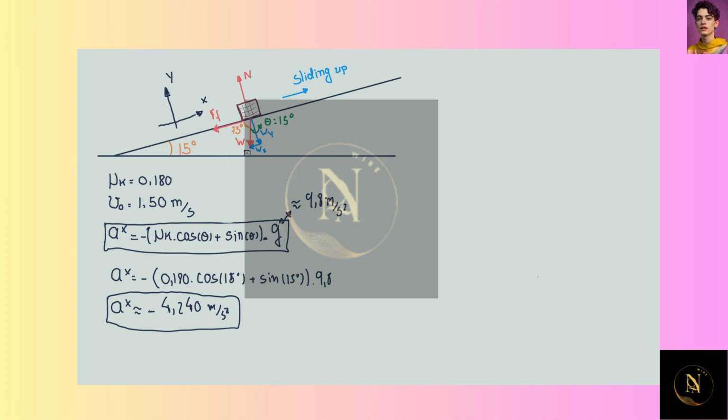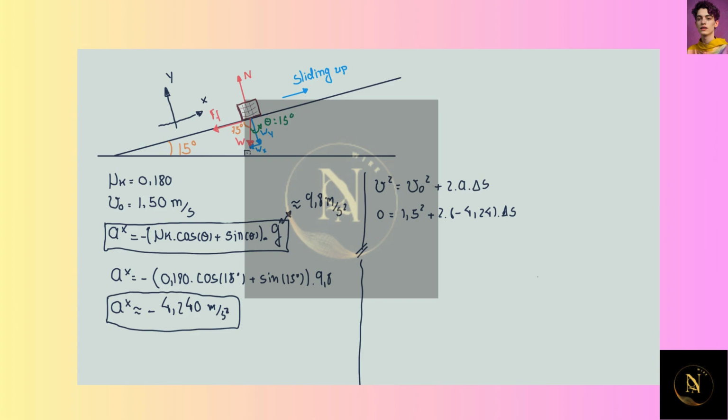Now we are able to evaluate how far the box travels before coming to rest. We have Torricelli's equation, which tells us that the final velocity squared is equal to the initial velocity squared plus 2 times the acceleration times the displacement. The final velocity when the box comes to rest is 0. The initial velocity of the box is 1.5. And we have plus 2 times the acceleration of minus 4.24 times the displacement, which we want to calculate. Then we have to solve this equation for the displacement.